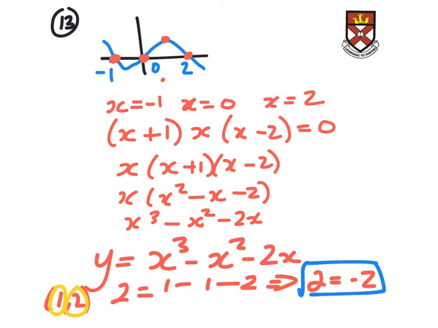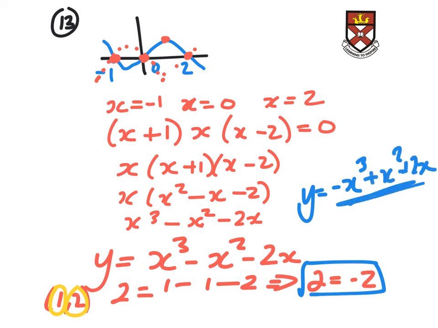Okay, so our answer for the red, we actually worked this one out. Because it's upside down, that's the negative f of x. So the answer to the question is y equals -x cubed plus x squared plus 2x. Just change the signs.